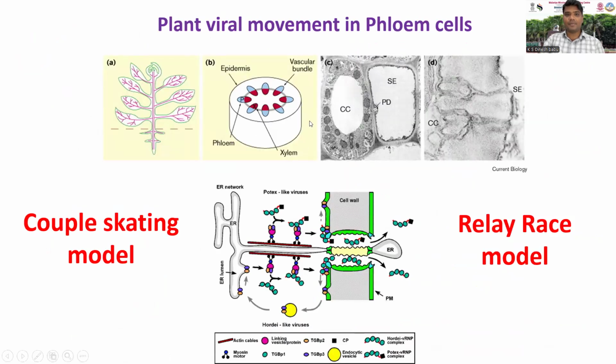In this slide, I am proposing two different types of models for the possible movement of viral DNA from the infected cell to a new adjacent healthy cell. How do the two models work? The first model is the couple skating model. In this model, the coat protein transports the viral DNA from the nucleus to the cytoplasm. Once in the cytoplasm, the coat protein again joins with the movement protein of the virus. And this coat protein, movement protein, viral DNA trio complex enters the plasmodesmatal openings.